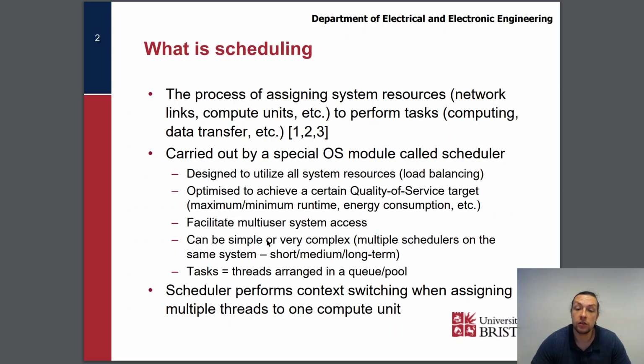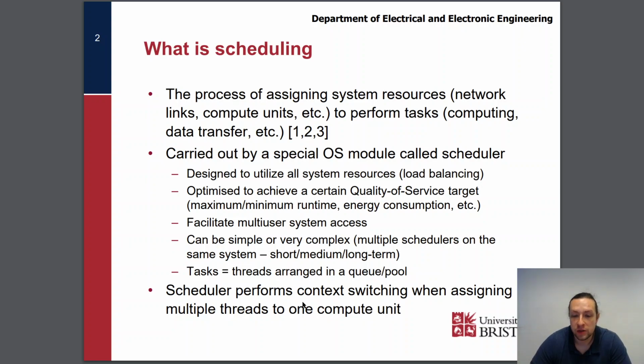You can see that the scheduler can be quite complex in your everyday user-driven operating systems like Linux and Windows. You can have multiple schedulers, like short-term, medium-term, and long-term schedulers, depending on the type of task that needs to be scheduled. For the rest of the presentation, instead of tasks, I will use threads. For scheduling, we assume that the scheduler starts with a queue and pool. How the threads go into the pool is another topic.